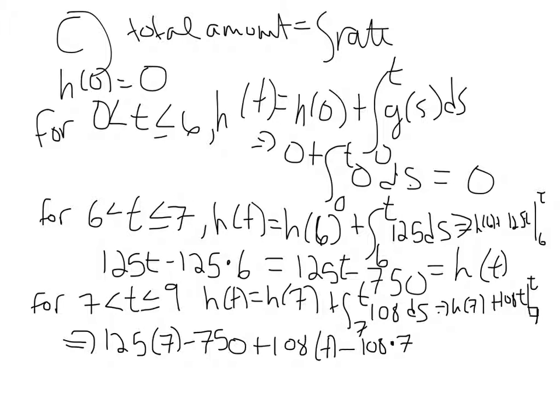So now, 125 times 7 minus 750 is 125. So this gives me 125 plus 108t minus 756. Okay, so now I'm ready to put this all together.